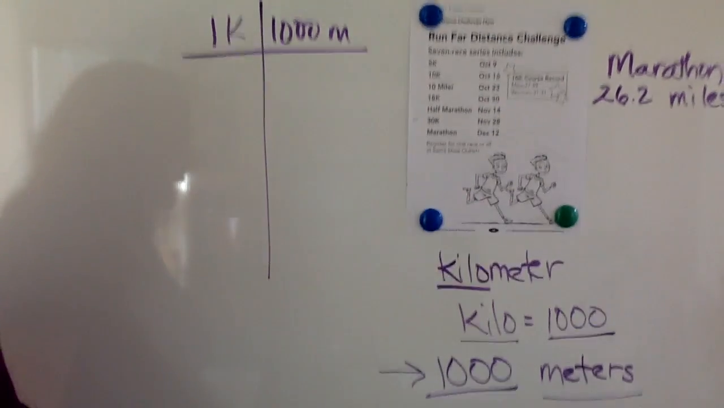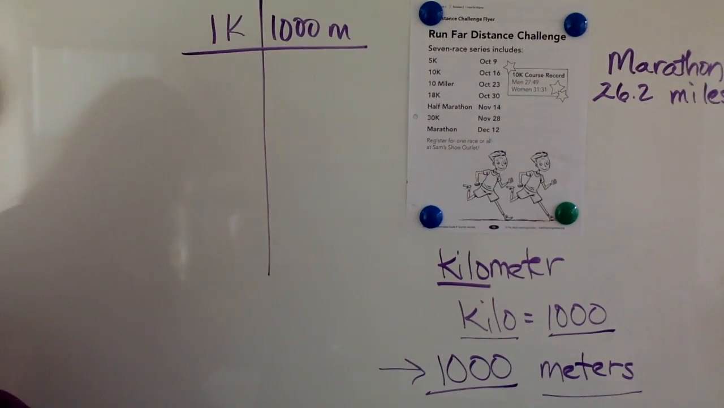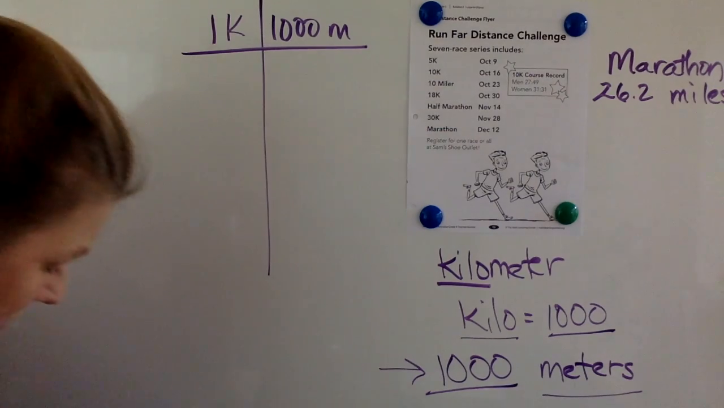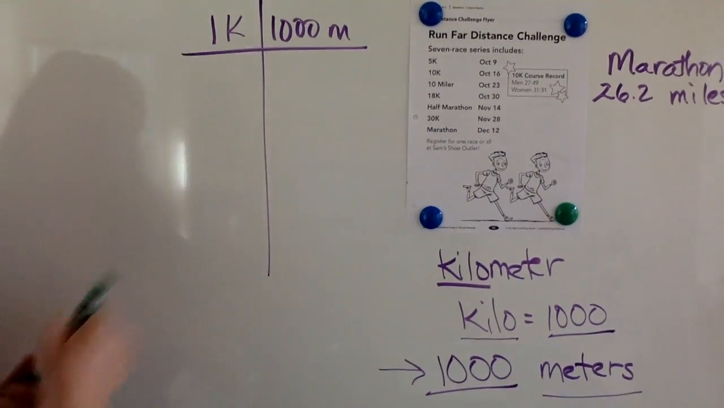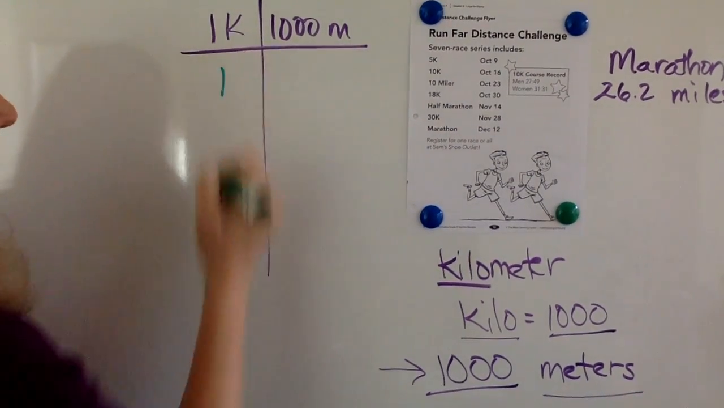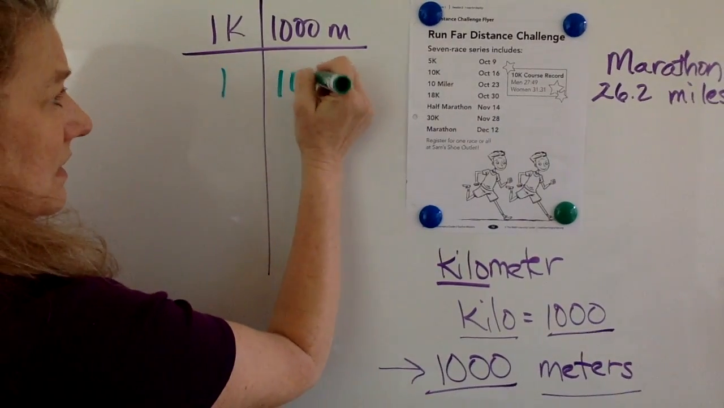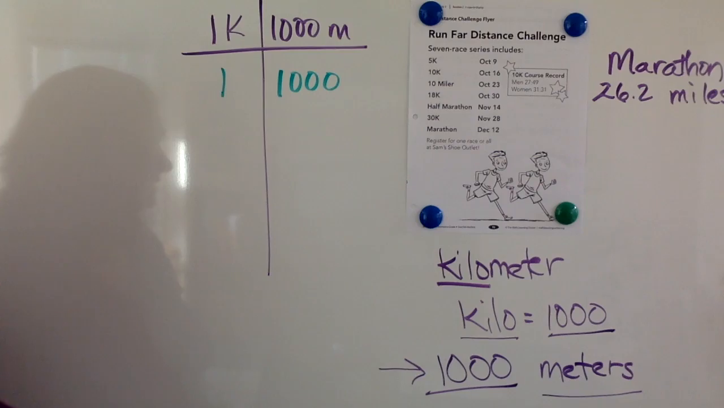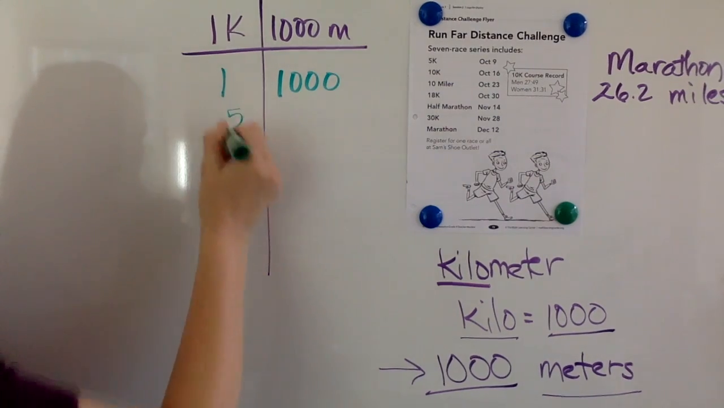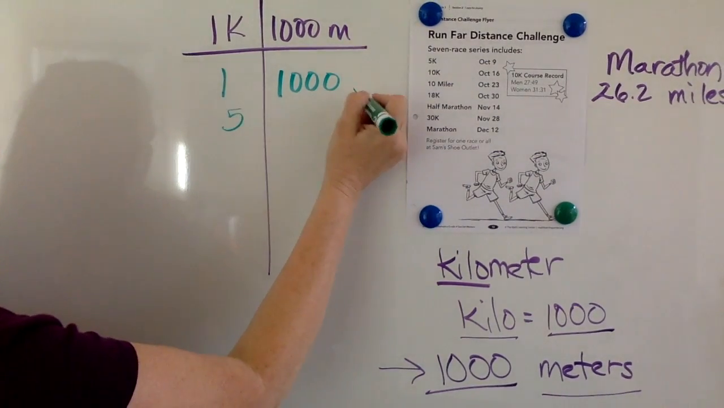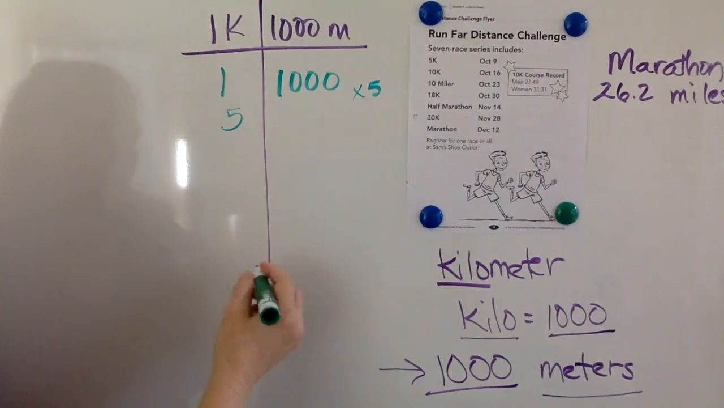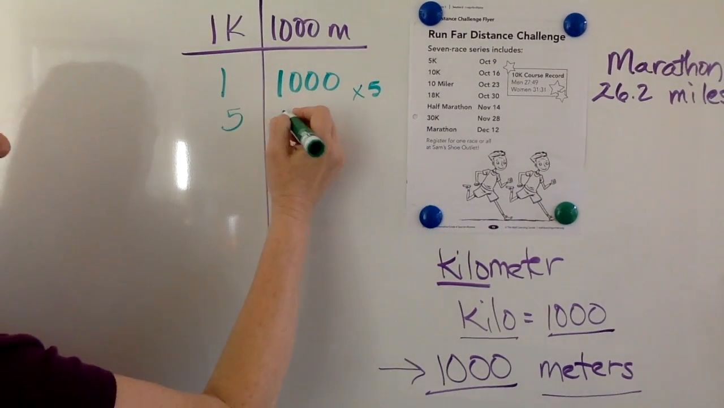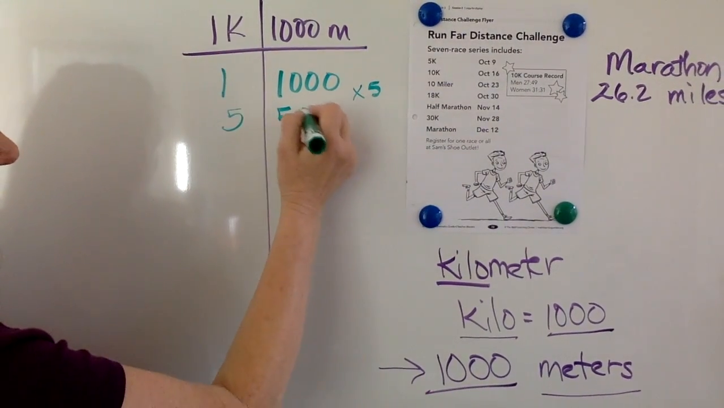So if we're trying to figure out a 5K, how many meters is that? We know that 1K equals 1,000 meters. And 5K, we would say it's 5 times 1,000, so that would be 5,000.